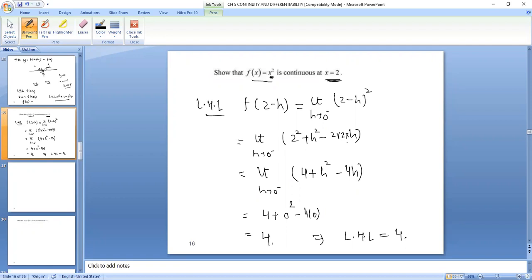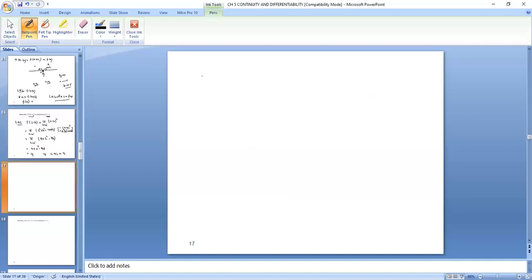Limit h tending to 0, solve this bracket: 2 square plus h square minus 2 into 2 into h, because we can say a minus b whole square is equal to a square plus b square minus 2ab. So it is 2 2s are 4 plus h square minus 4h. 4 as it is, the value of h you will put 0. So this value is 0, and you are left with 4. This means that left hand limit is equal to 4. Now we will be finding the right hand limit.